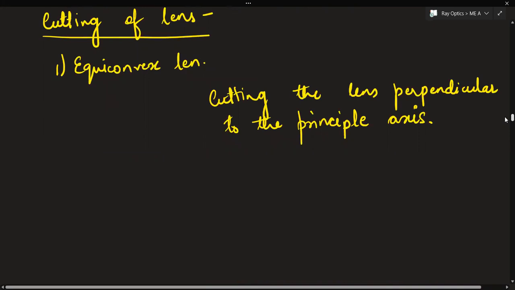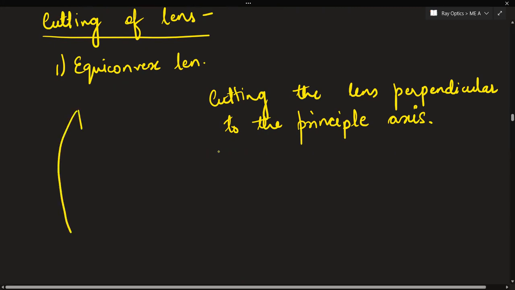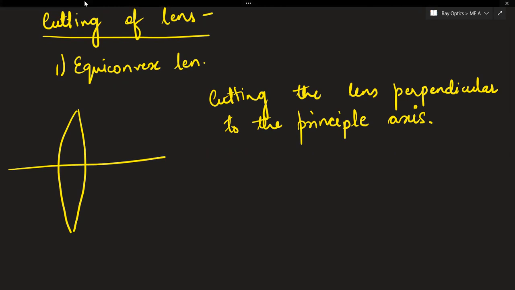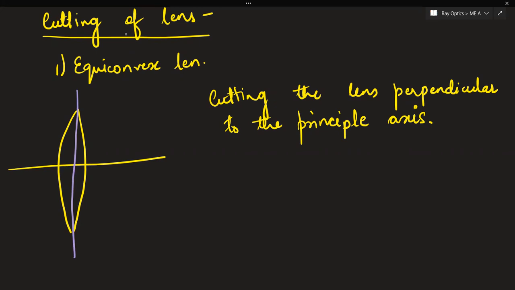So a lens can be cut in two planes. Let's say this is a lens that you have. So one is cutting the lens perpendicular to the principal axis. This is the principal axis. So if you cut perpendicularly, that will pass through the aperture only this way. So what will you obtain?